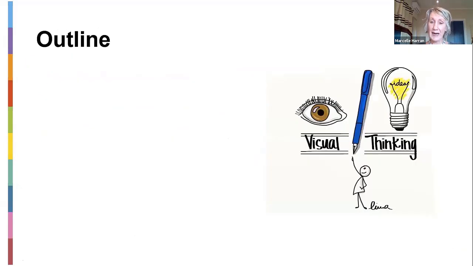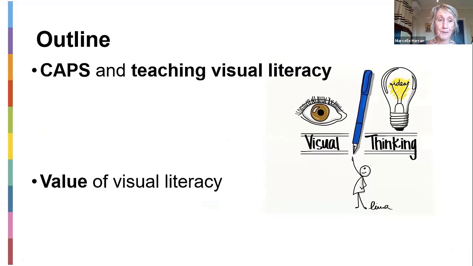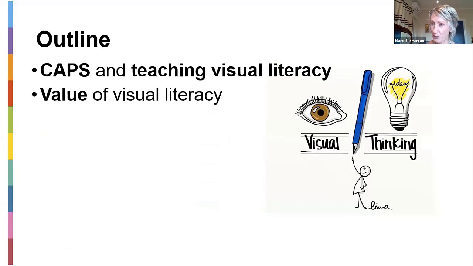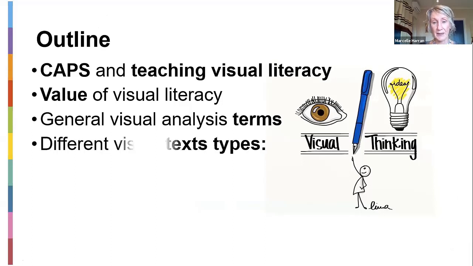Okay, so let's just look at our outline for tonight on visual literacy, our visual thinking. I'm first going to have a look at CAPS and what CAPS says about teaching visual literacy. And then why is it important? Whole background or framework on how visual literacy is so important for us. And then again, to look at all the technical terms that you need to understand in terms of analyzing and interpreting visual elements. And then we look at 4 different kinds of text.